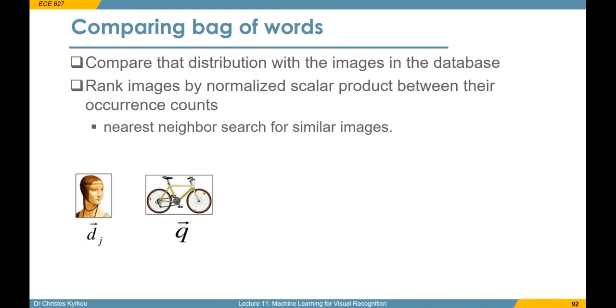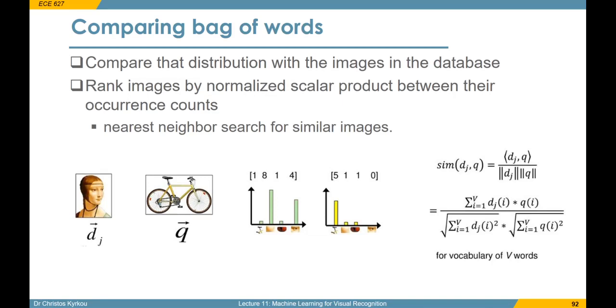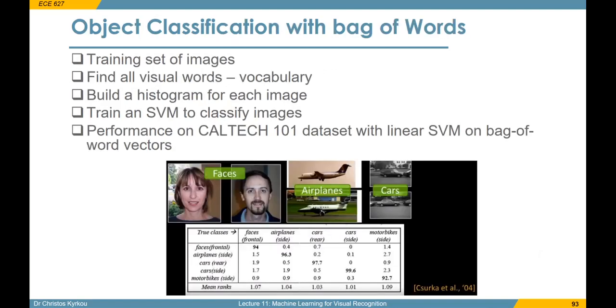So let's say now that we want to compare 2 images. We get the images, we find the occurrences of the visual words in each of these images, and then we do a similarity dot product to find how close they are. The dot product here is normalized by the magnitude of the 2 vectors. This is something similar to nearest neighbors, but we could also apply one of the techniques we learned today, for example support vector machines.